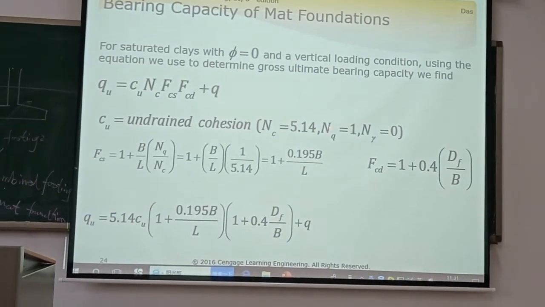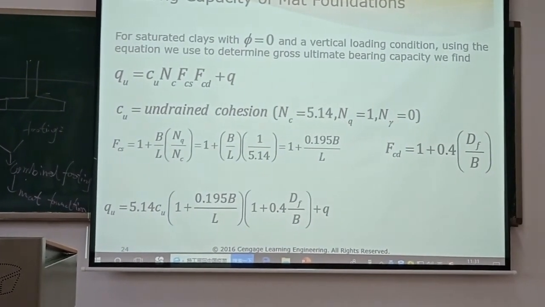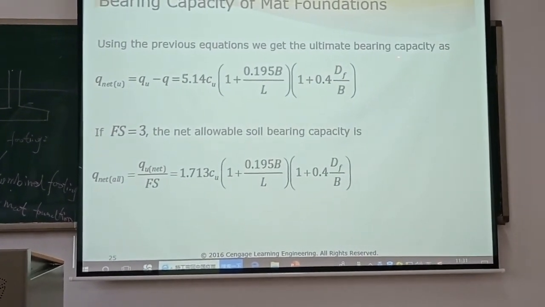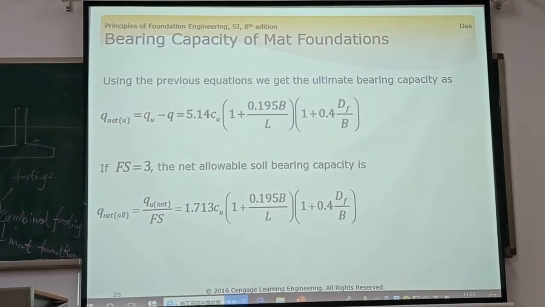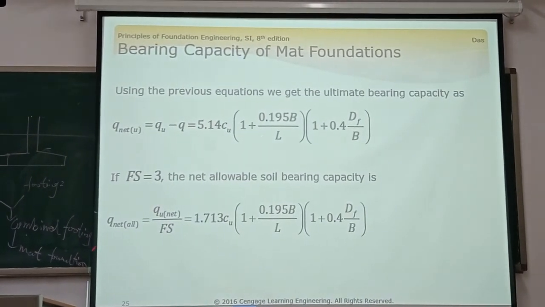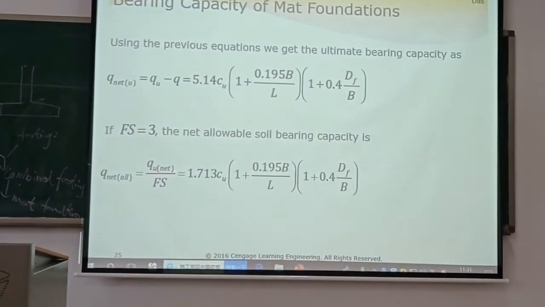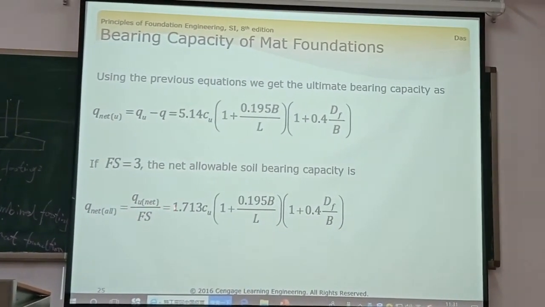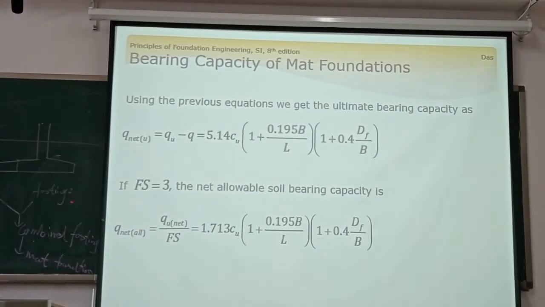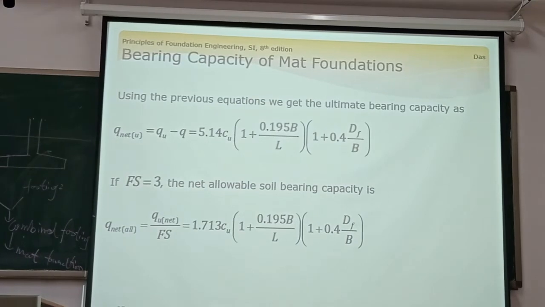So Nc, Nq, N gamma are not 0, and Nq is not 1. Using the general bearing capacity equation, we can get the ultimate bearing capacity, and q net is qu minus q. So then we can get this formula. If FS is 3, the allowable soil bearing capacity, q net, is the net ultimate capacity qu net divided by FS.